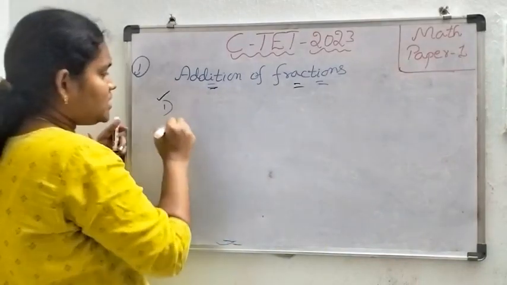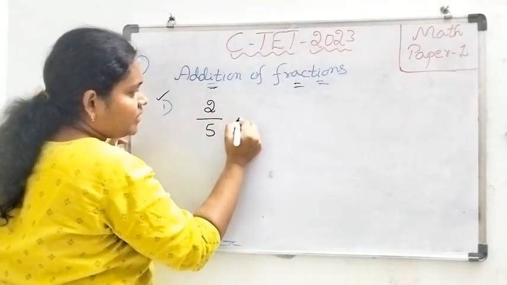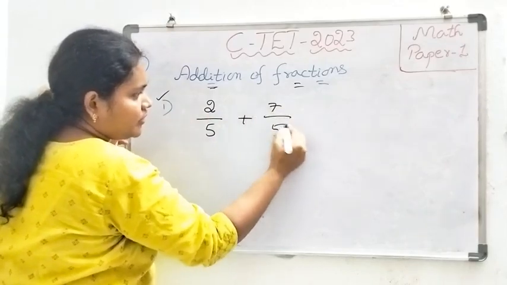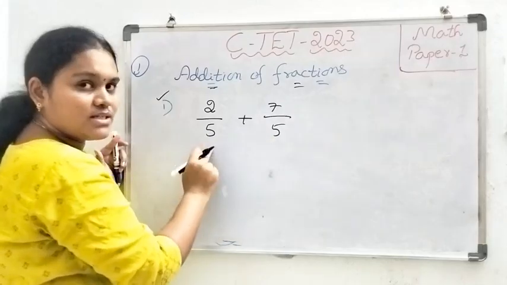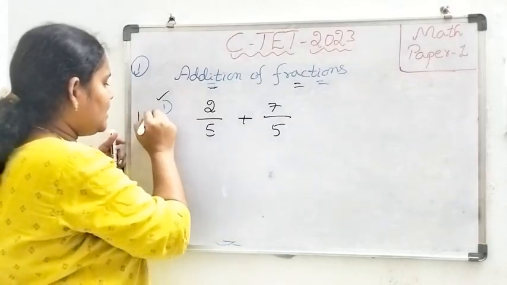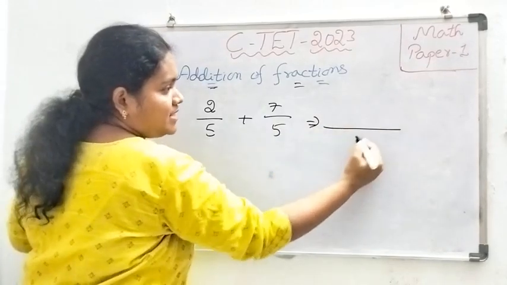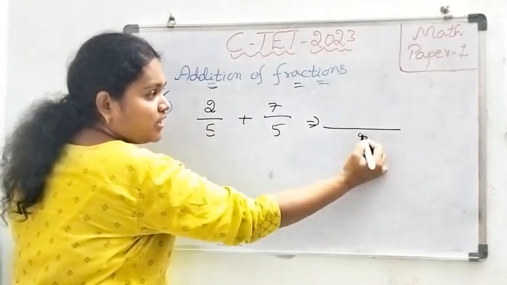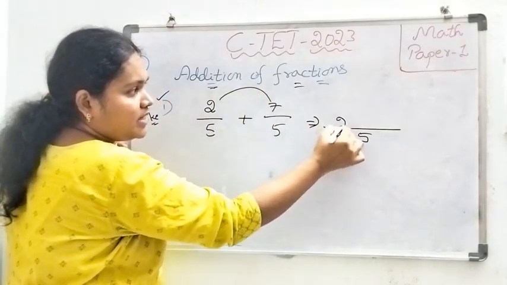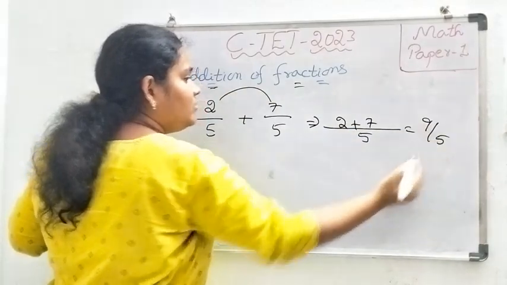So we have seen different types of fractions, right? Like first I am writing 2 by 5 plus 7 by 5. So which type of fractions are these? We notice the denominators are same. So these are like fractions. If the denominators are same, which means like fractions, in addition the denominator as it is we have to write. We have to simply add the numerators. So 2 plus 7, which is 9 by 5.